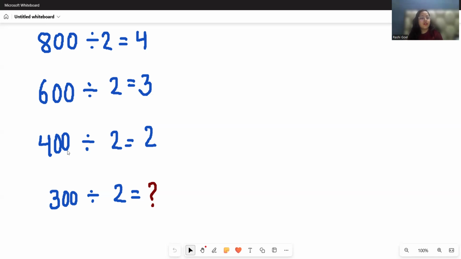Hello everyone. So we have given 800 divide 2 is 4, 600 divide 2 is 3, 400 divide 2 is 2, then 300 divide 2 is what? So can you find the number that fills this logical sequence?